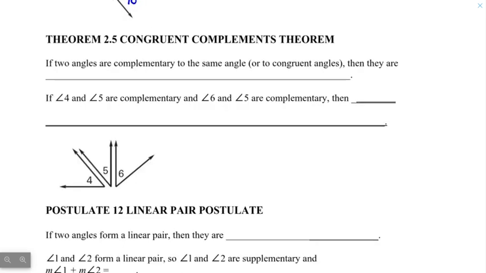All right, the Congruent Complements Theorem, basically saying the same thing, except now we're talking about complementary angles. So this says if two angles are complementary to the same angle or to congruent angles, then we know that they are congruent.